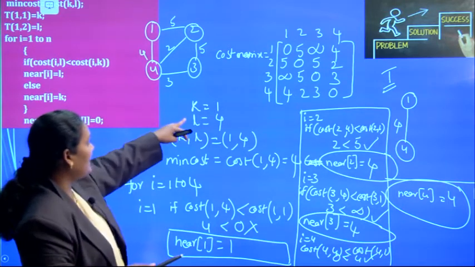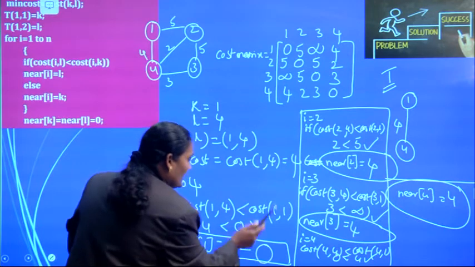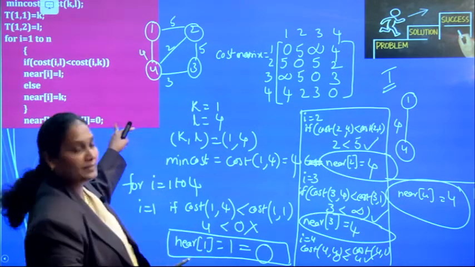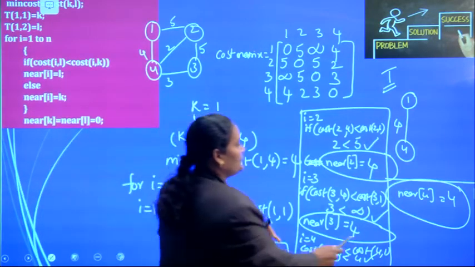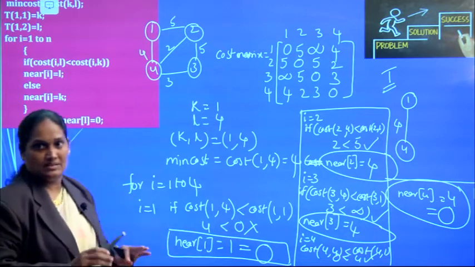What is near of K? Near of 1. Near of 1 should be 0. Here I made this as 0. Next, near of L should also be 0. That is near of 4. This also becomes 0. These two become 0.